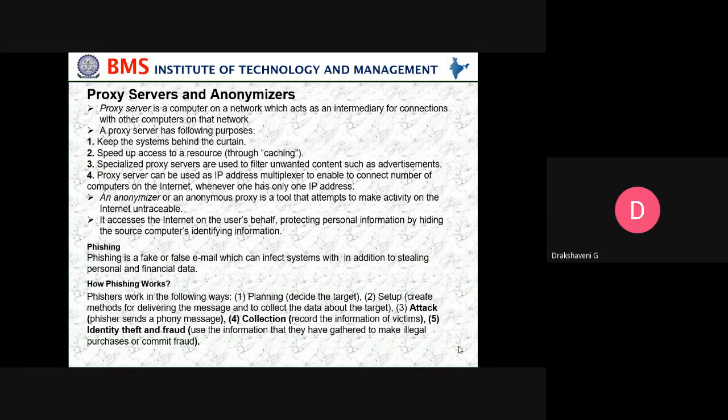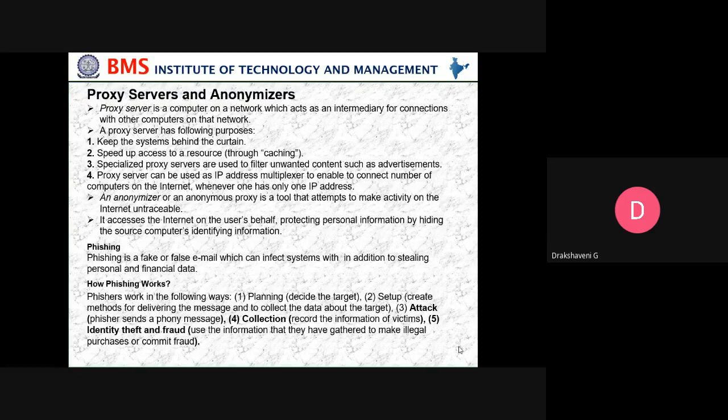Then an anonymizer or anonymous proxy is also a tool that attempts to make activity on the internet untraceable. So if I am trying to do something, I should not be identified by another person. That is called an anonymizer. It accesses the internet on the user's behalf, protecting personal information by hiding the source computer's identity information.